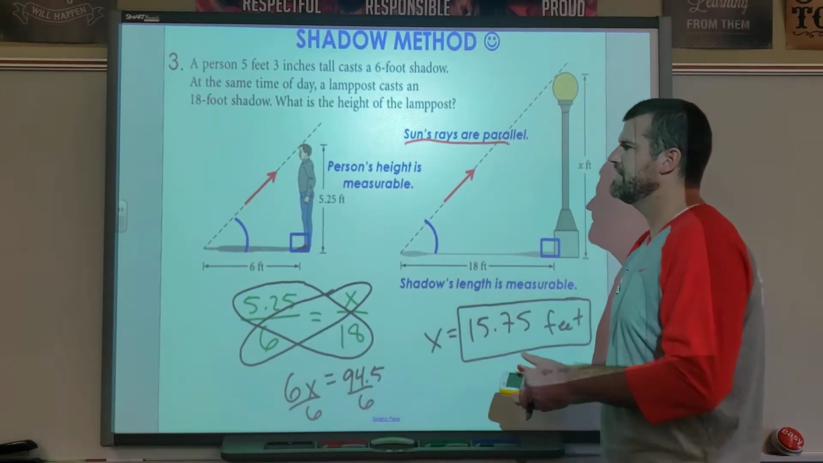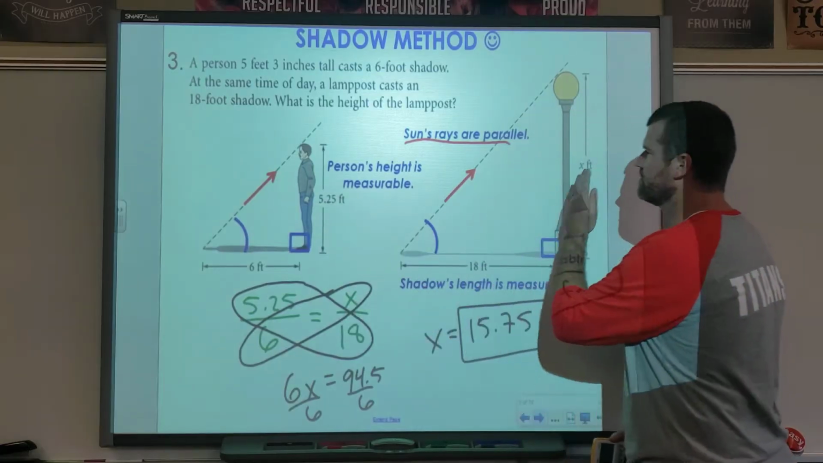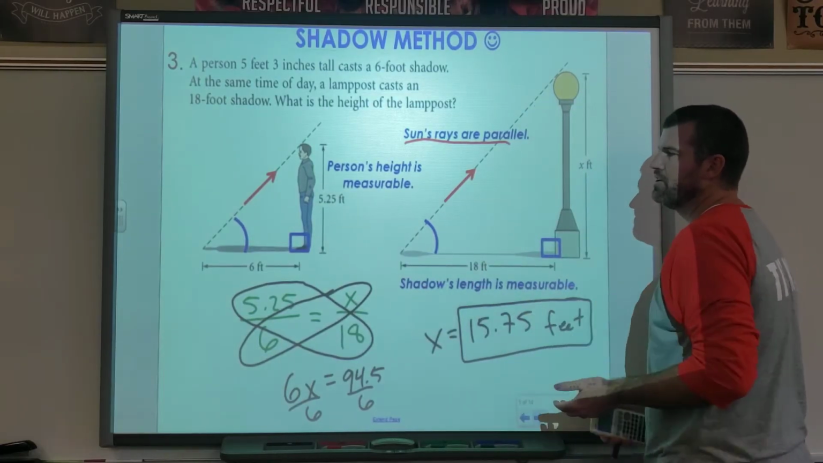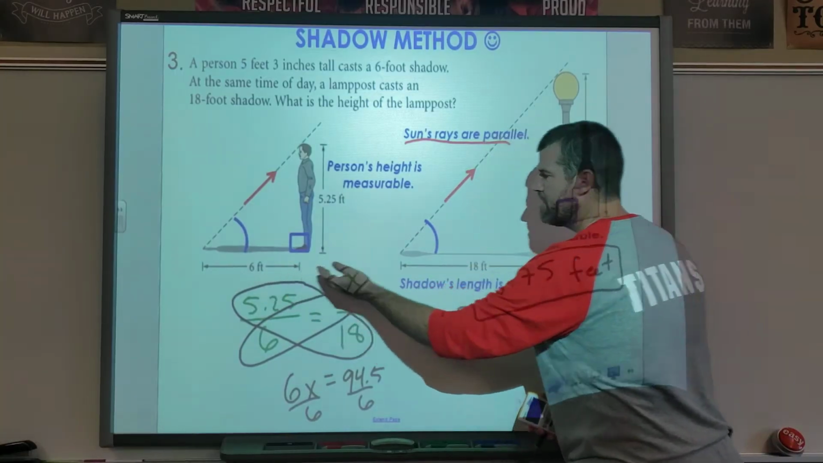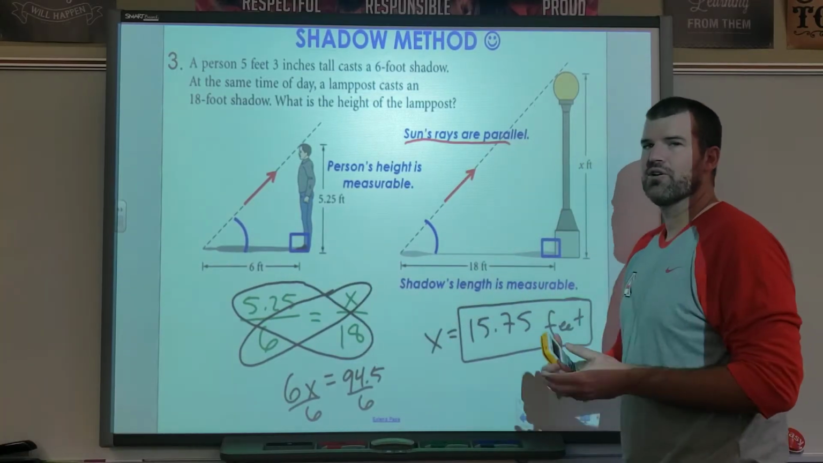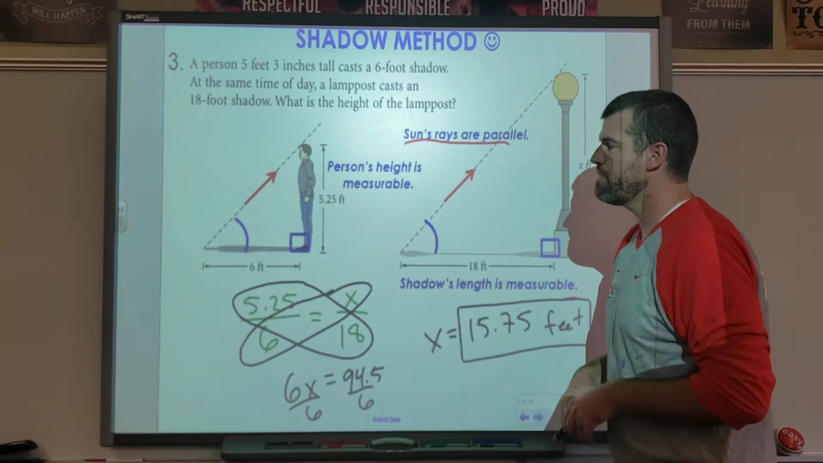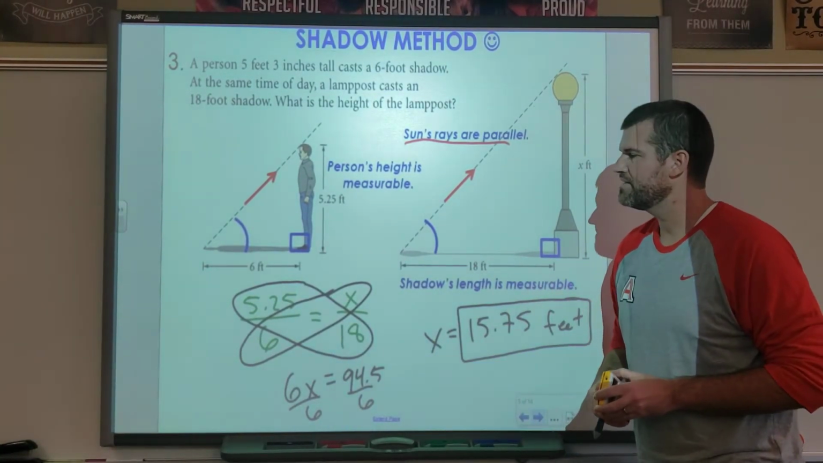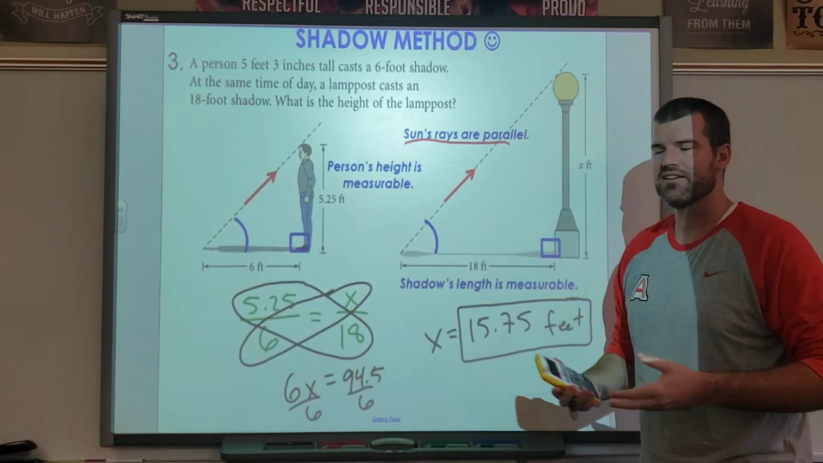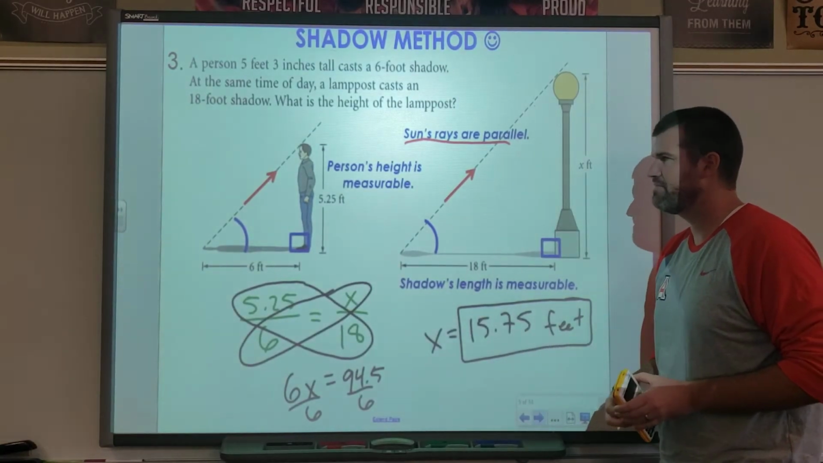Right? And again, I did height over shadow equals height over shadow. You could do height over height equals shadow over shadow, right? Or you could reverse that and do both of those backwards. As long as you do the same pattern and keep it consistent, you're going to get the same proportion in the end, and you will end up getting 15.75 feet.